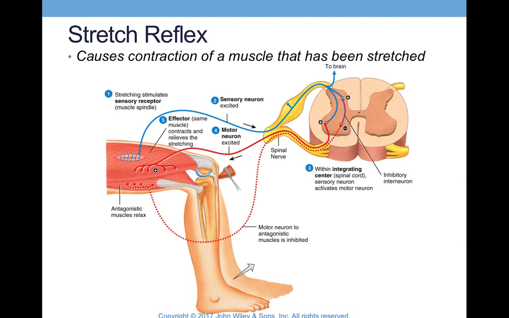An example here is the knee-jerk reflex, like that at the doctor's office. So you see here they are applying a stimulus to the knee, and you see the foot will move because of the contraction of the muscle here in the thigh. This operates as a feedback mechanism to control muscle length by causing muscle contraction.